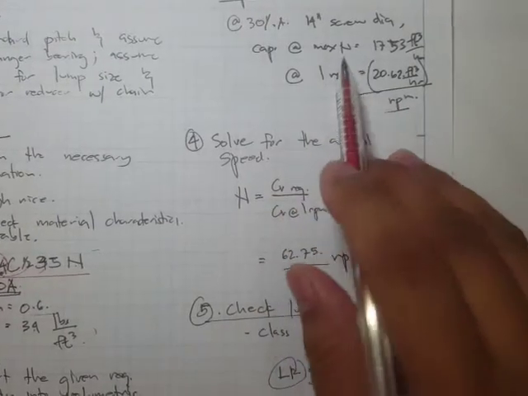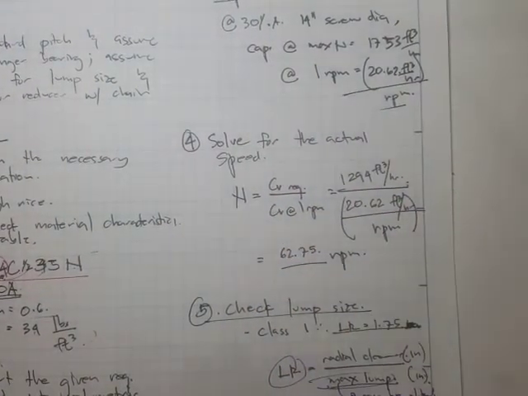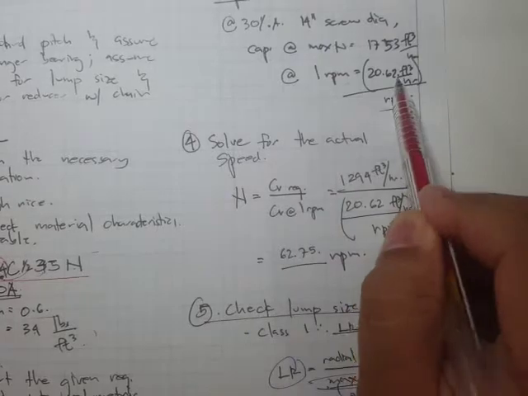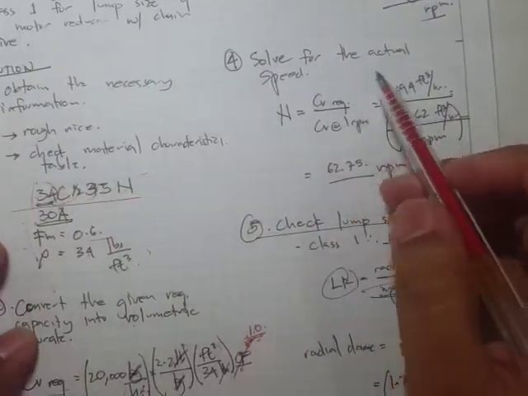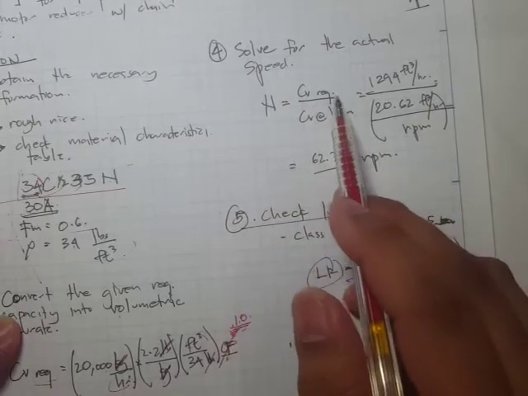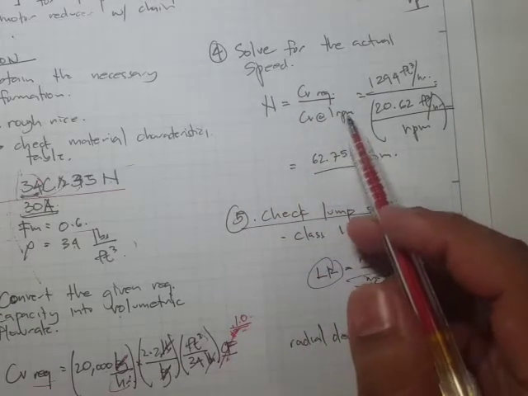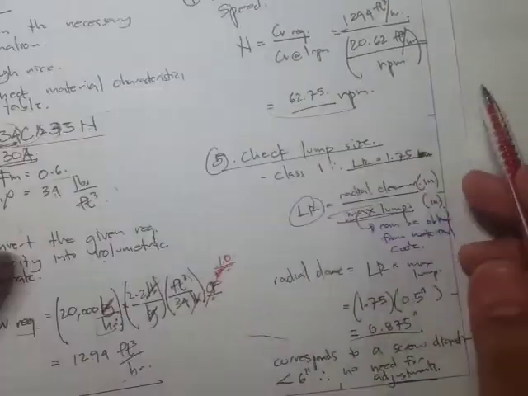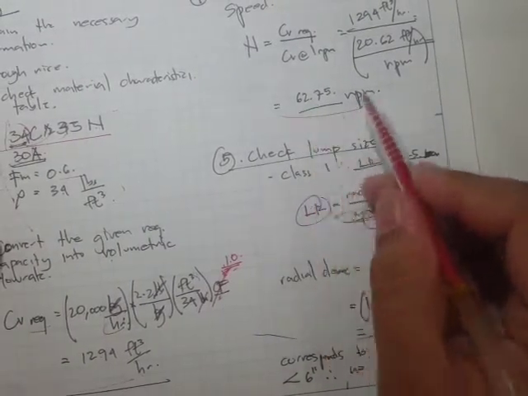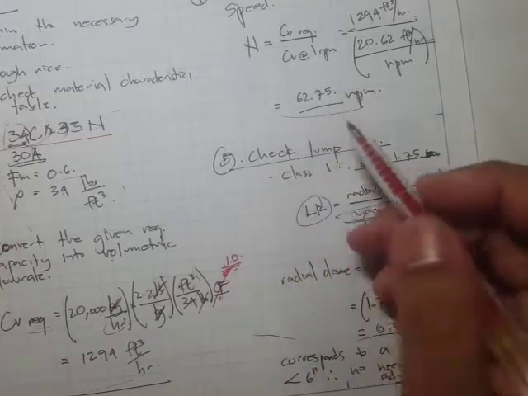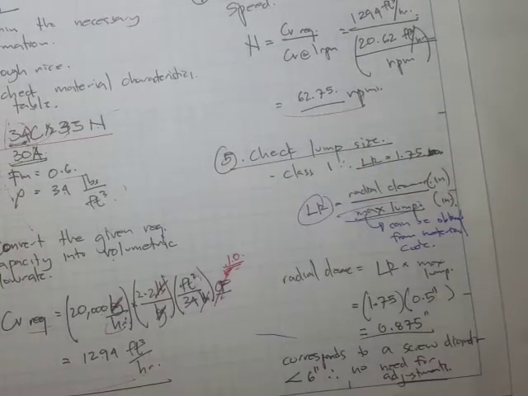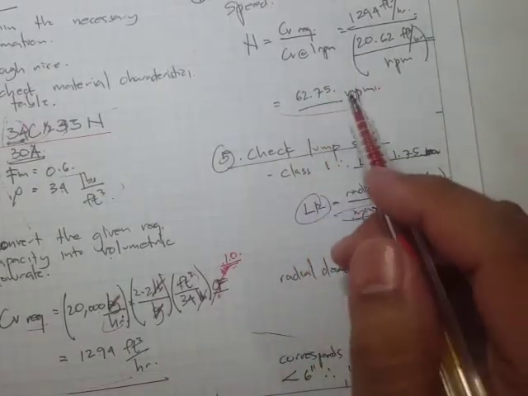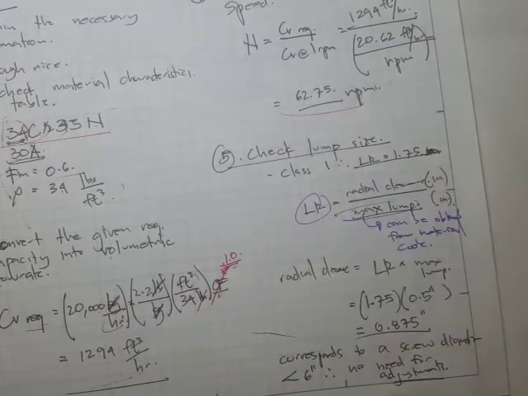We also know the data on the capacity at maximum, and the capacity at 1 RPM. After that, we solve for the actual speed, which is simply the required capacity divided by the capacity per RPM, and we got this. We will need this speed if we are going to select the drive. If you have taken a course on machine design, then you would know the drive combinations, pulley combinations, or chain sprockets or gears.